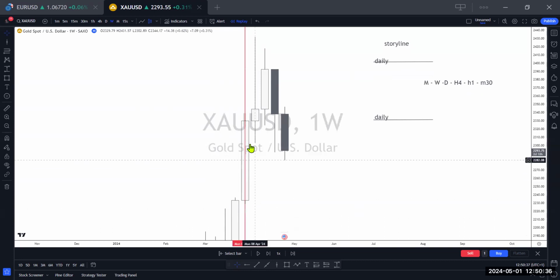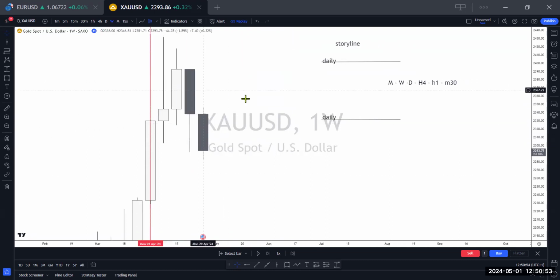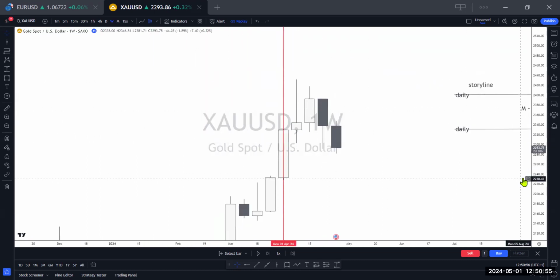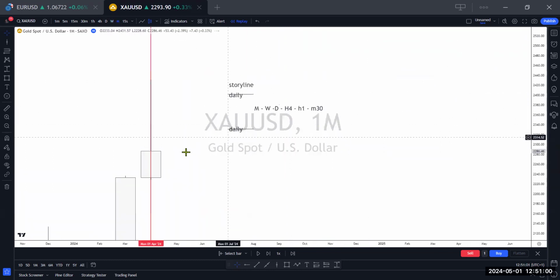This is the 1st of April, so this is the first week. I think April has 5 weeks. So 1, 2, 3, 4. And this is the last week, though this week still has some part of May in it because today is just May 1st. So we have 1, 2, 3, 4. These 4 candles are the reason why we have this singular weekly candle.